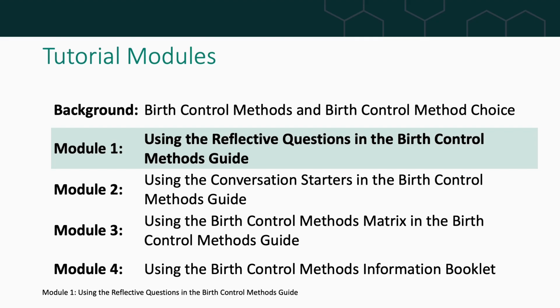This is Module 1. Here we describe how to use the self-reflection questions in the Birth Control Methods Guide. The background module reviews what we know about the factors that influence the birth control choices young people make and provides information about the 5 different categories of birth control methods.